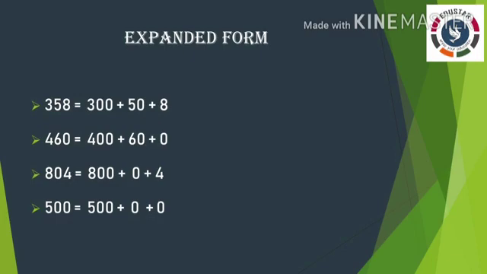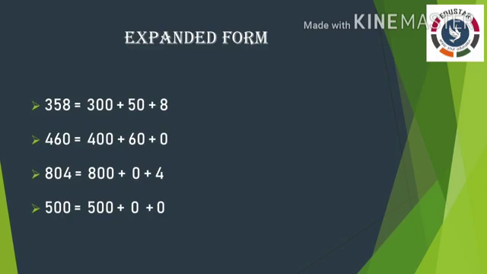What is our next number? Our next number is 804, isn't it? Okay. Here 8 is in hundreds place. 0 is in tens place. 4 is in ones place. Okay. For 8, how many zeros do we have to add? We have to add 2 zeros because 8 is in hundreds place. For hundreds place, we have to add 2 zeros.